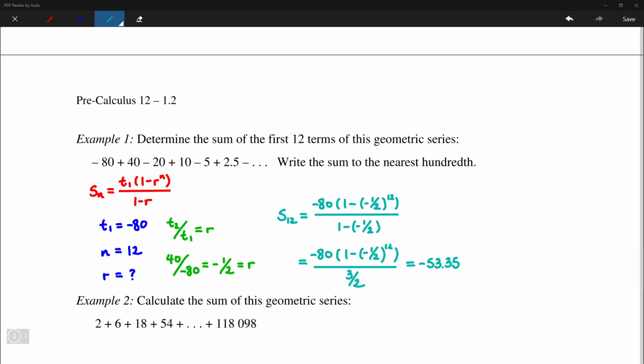Oh, I see. I made a mistake. Sorry. Okay, I see what I did. It's supposed to be 0.32. That makes more sense. Okay. Sorry about that.